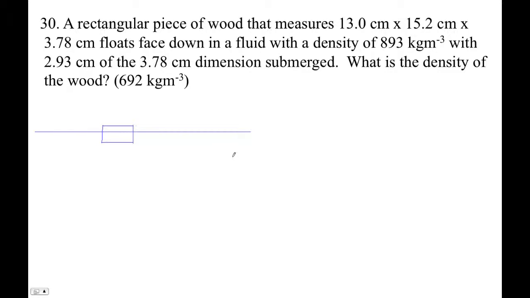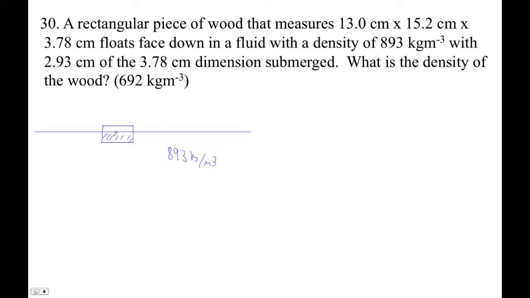Oh, that's interesting. Okay, so what we know is that it's submerged, and we want to find the density of the wood. We know the amount that it's displaced of this fluid, which has a density of 893 kilograms per cubic meter. We know that that volume has a mass equal to the mass of the wood, because the wood is only going to float when it's displaced a mass of fluid equal to its own mass. This is Archimedes' principle, I do believe.